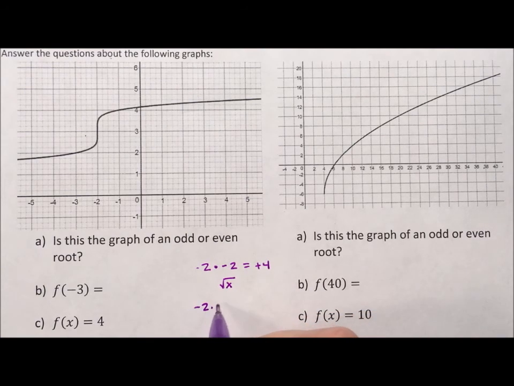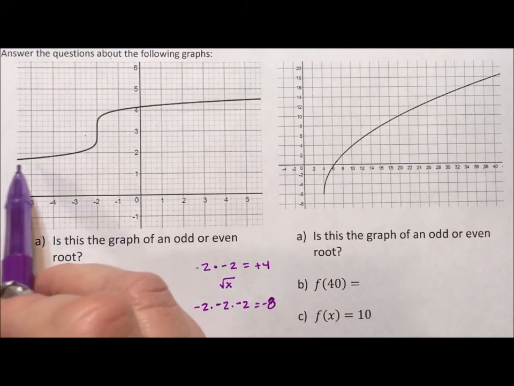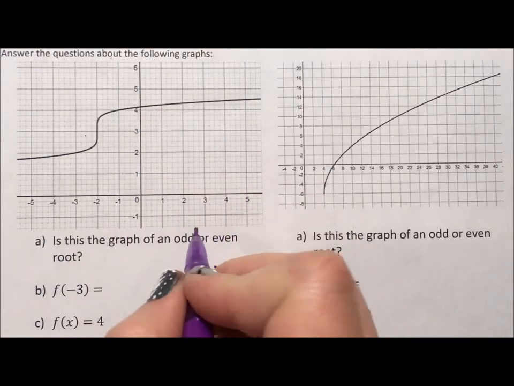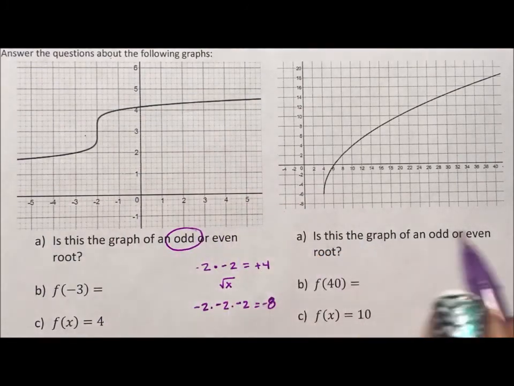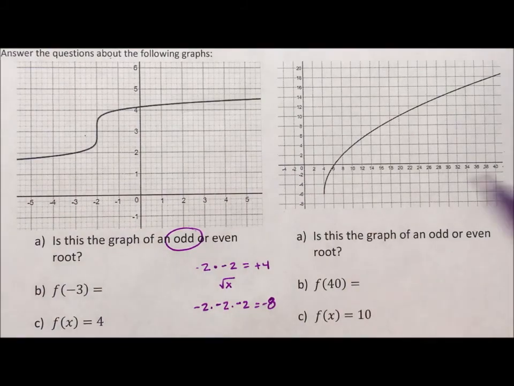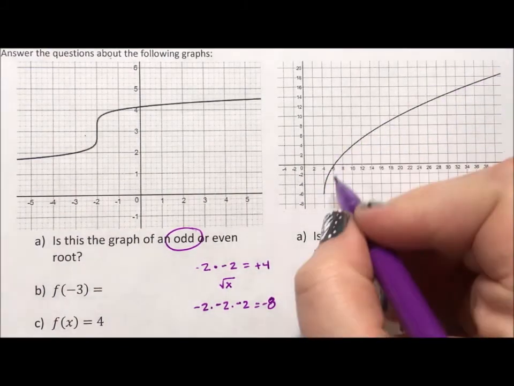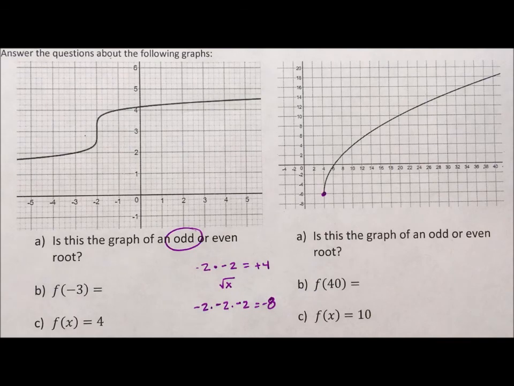If we took negative 2 and multiplied it to itself 3 times and got negative 8, we see that with a cube, the sign of the answer takes the sign of the original question, which means there are less restrictions with an odd root. You can put in a negative as well as a positive. So this first graph, which is going in both directions, becomes our odd root because it goes in both directions, versus the second graph, which has the starting point right here, is our even root.